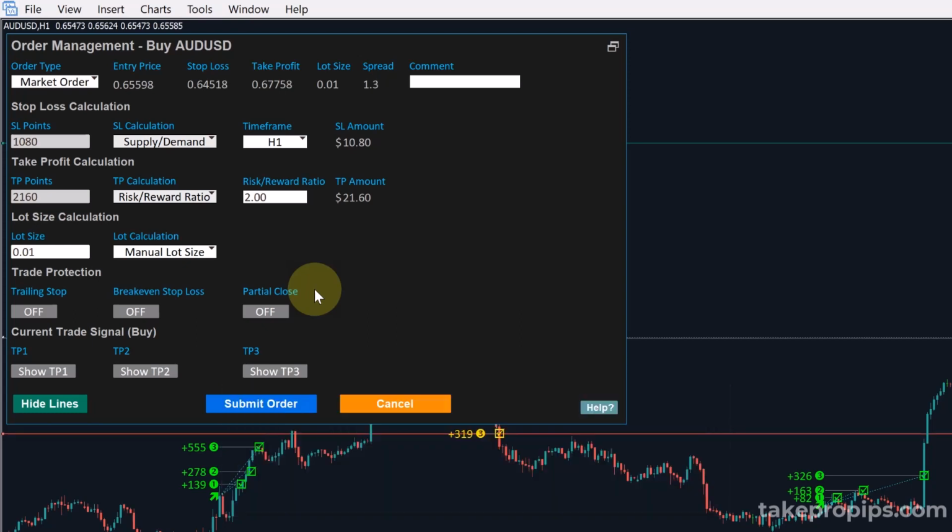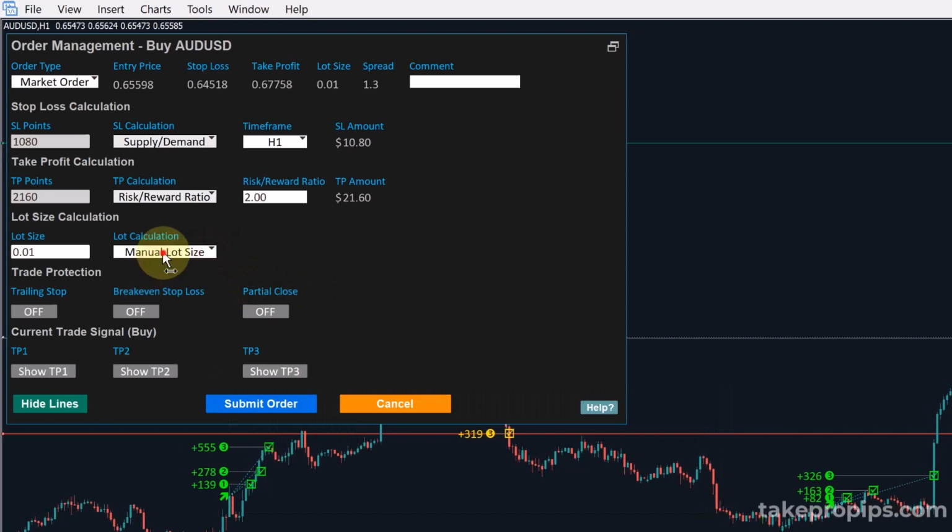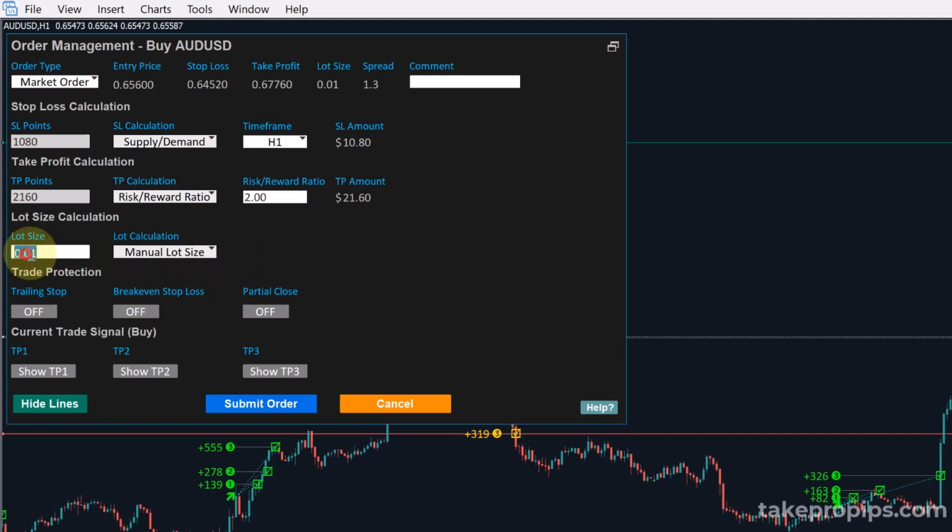The first method is manual lot size. This is the simplest approach. You decide how much you want to trade and set it manually. For example, if you're comfortable with trading 0.1 lots, you set it, and that's what you trade each time. It's straightforward and consistent, perfect for those who like to have full control and simplicity.